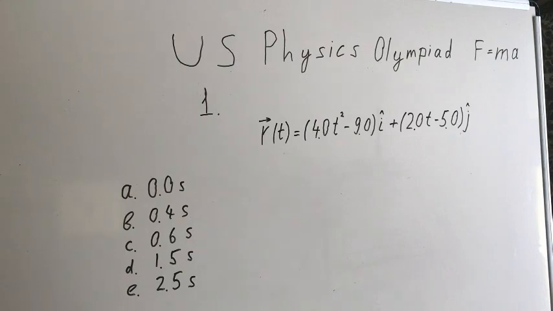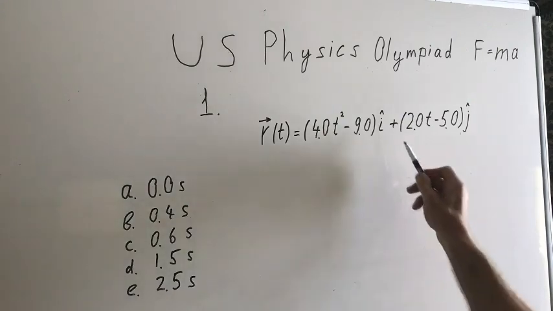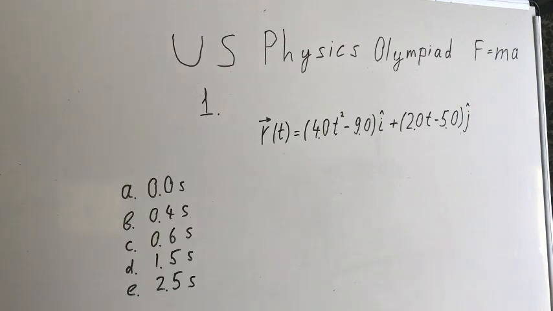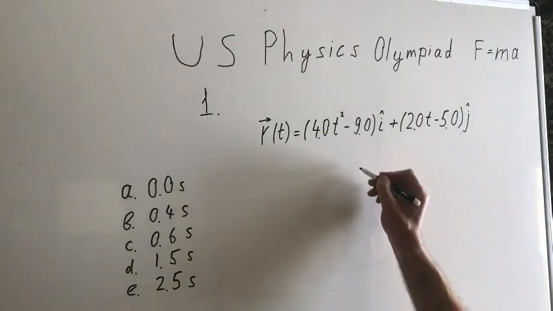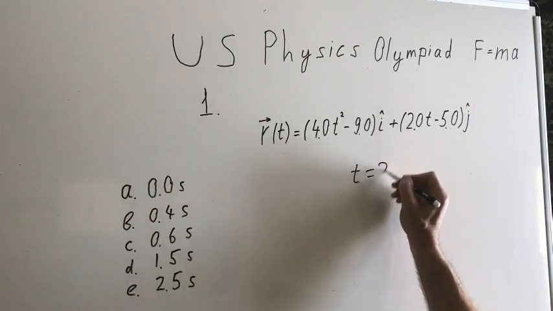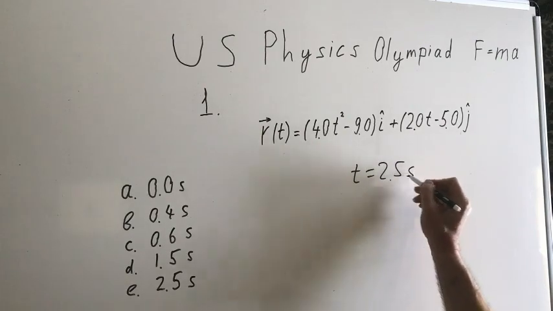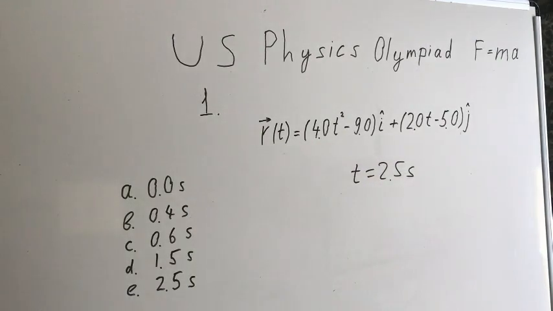In this kind of problem we need to understand that we have very short time for many problems, and we need to solve them quickly. So we just need to understand that crossing the x-axis means that this part is equal to 0. From here we can find that time t equals 2.5 seconds. And this is the solution, this one.